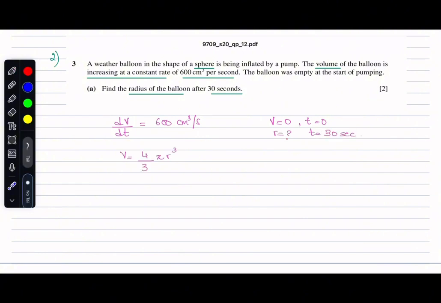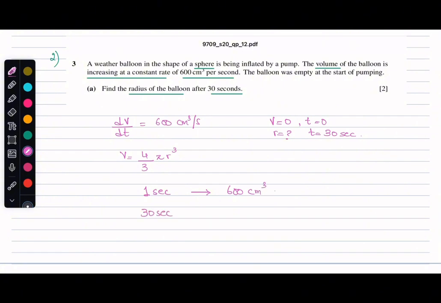To get the radius of the balloon after 30 seconds, what we know is that volume was 0 when time is 0. And they have given us dV by dt, meaning the rate of change of volume, which is equal to 600 centimeter cube per second. Meaning in 1 second, this spherical balloon has been inflated by 600 centimeter cube. So if I just write it, I can say in 1 second, the balloon has been inflated by 600 centimeter cube.